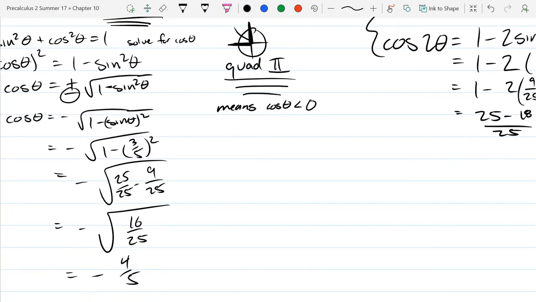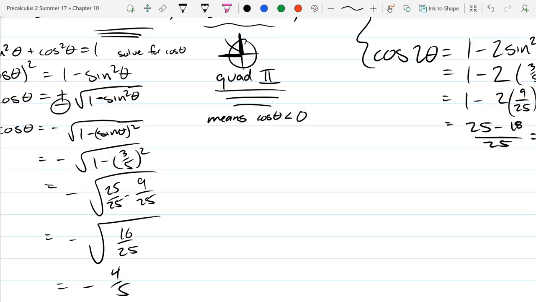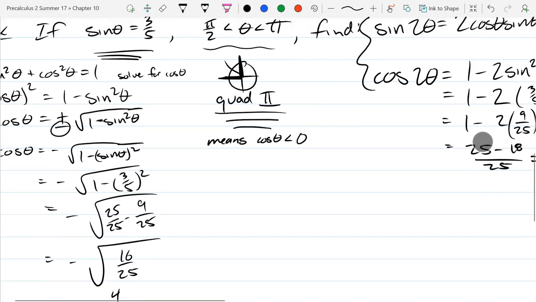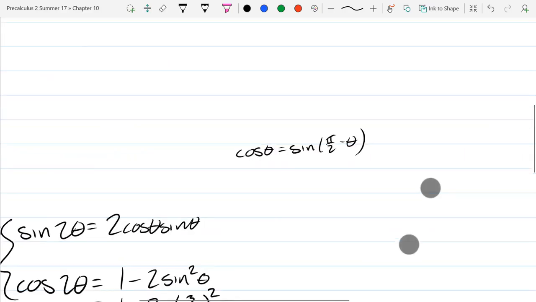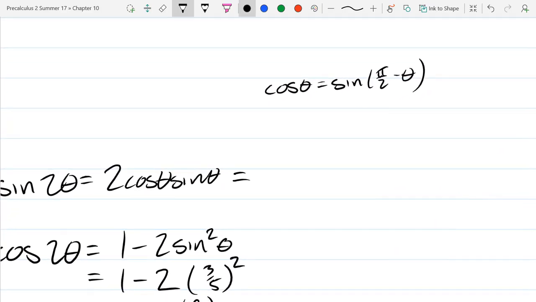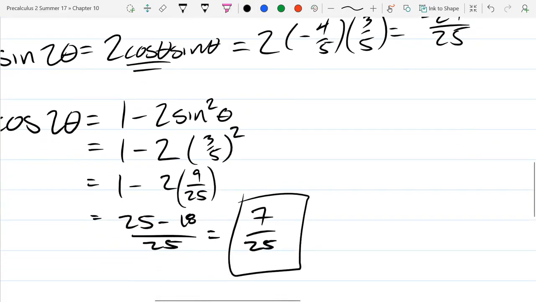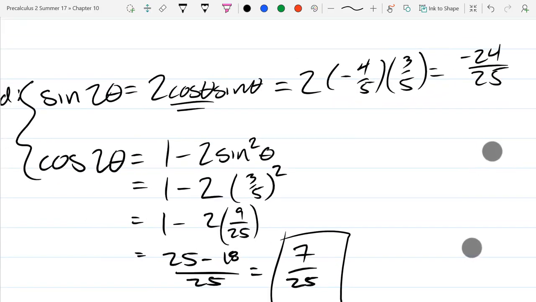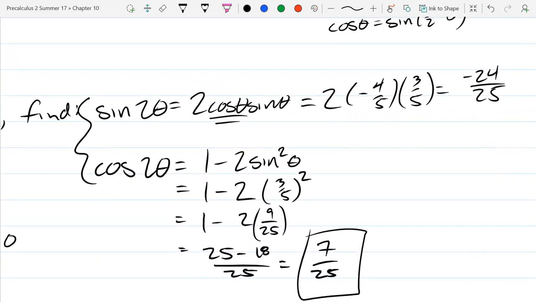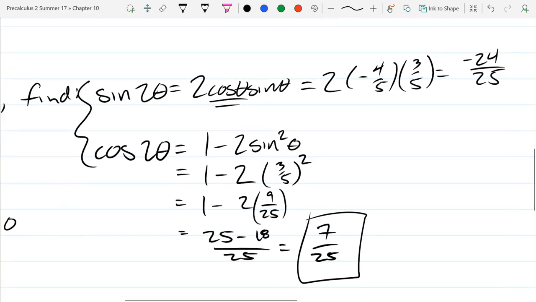All right, that's not our final answer. Negative 4/5 is cosine theta. We're finally ready to take that negative 4/5 and use the value here. So we just got the value of cos theta, negative 4/5, and sine theta they gave originally as 3/5. Multiply all this. 2 times 4 is 8 times 3 is 24 with one negative sign. Please be the same. Oh no. Oh, that's okay. They're not supposed to be the same. One of them is sine 2 theta, one of them is cos 2 theta.